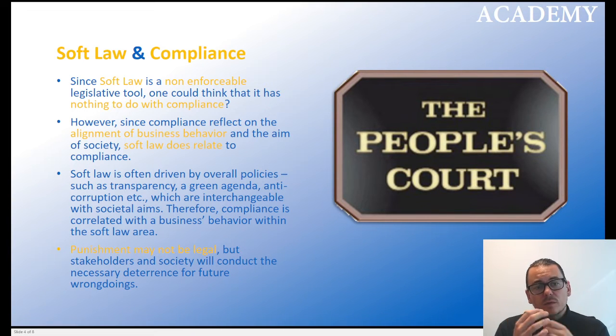So when we talk about soft law, compliance is really relevant because soft law typically represents the nature and the belief of society, at least good society.